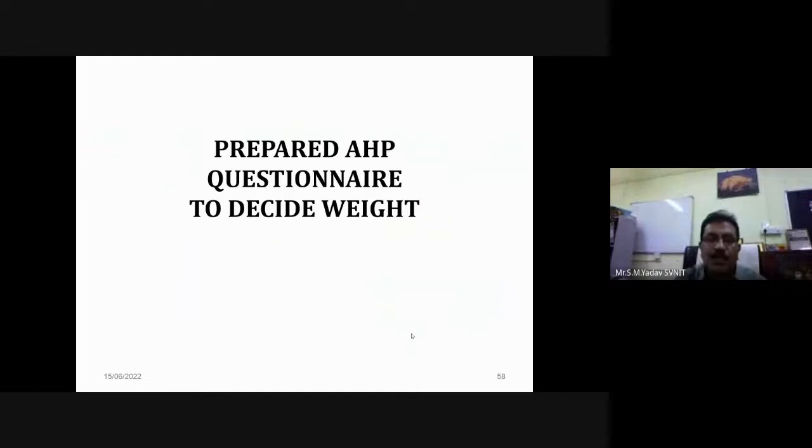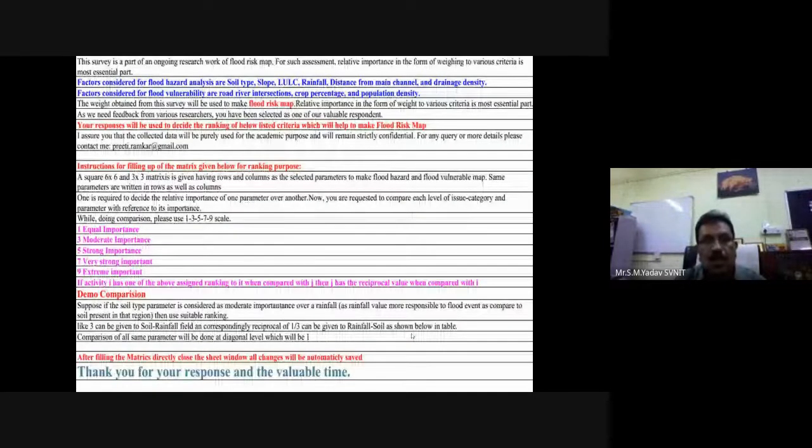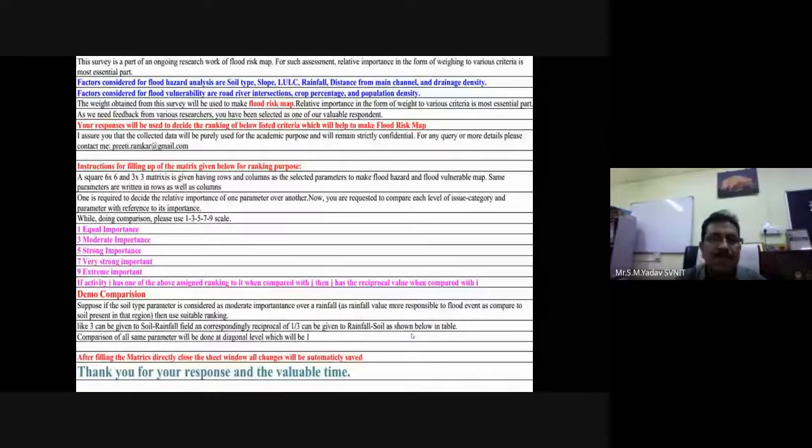How is this AHP questionnaire to be prepared? A survey form is to be made. In this, the details about the factors considered for flood hazard, the factors considered for flood vulnerability, and an explanation of these factors to the expert, that for which purpose you are developing the AHP questionnaire, is required to be briefly written at the top of your survey form.